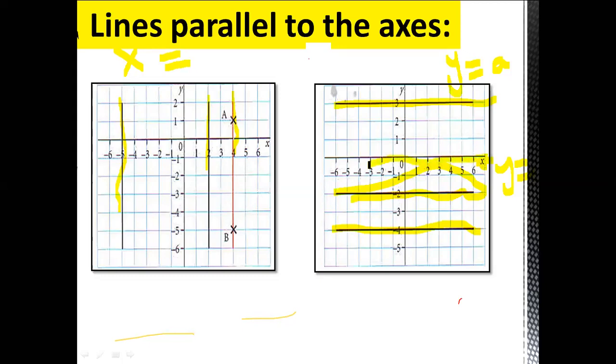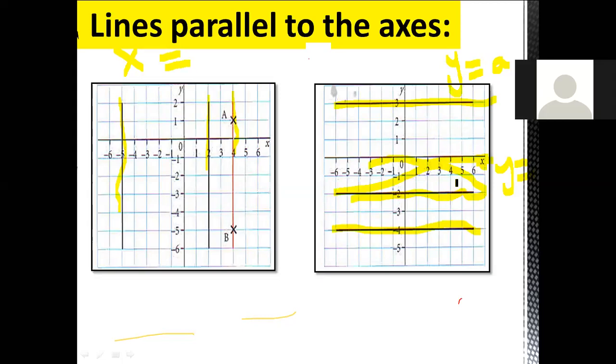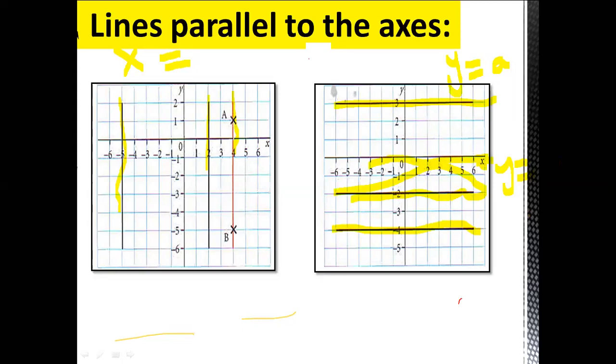Isn't this the x-axis? Didn't we say any line parallel to the x-axis? Thank you very much, Omar. Listen carefully to your friends. Any line that is parallel to the x-axis, its y equals a number. Okay? Now the x-axis itself. It's y equals 0. Thank you very much, Tala.